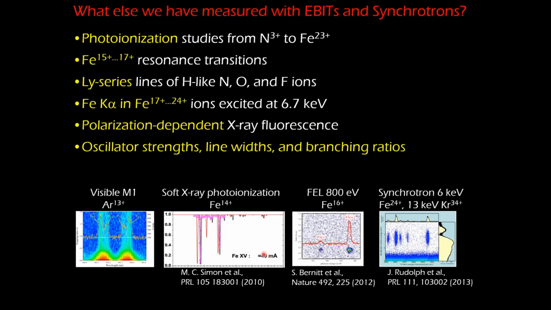So what else could we measure? We could measure a couple of things like I have shown you. Photoionization can be measured. We could measure precise resonant transitions. We could measure the Lyman series of hydrogen-like nitrogen, oxygen, and fluorine ions, very useful to calibrate the beamline. We can measure the K alpha transitions, both K shell and L shell. We can also measure the polarization, line width, branching ratio, and so on.